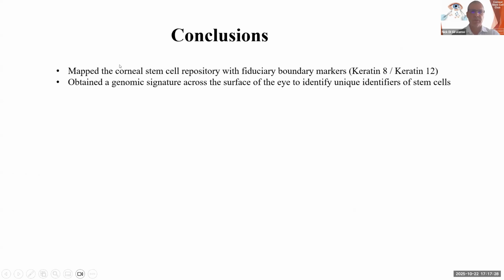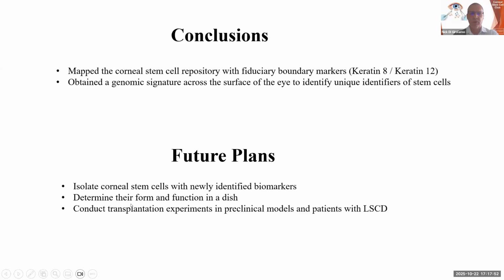So just to conclude this mini talk, I guess, we've mapped the corneal stem cell repository with decent markers to mark out the boundary of the limbus with keratin 8 and keratin 12. And we've obtained a genetic signature across the ocular surface to identify at least unique markers of stem cells. The goal now is to isolate corneal stem cells with these newly identified markers, determine their form and function in a dish, and hopefully conduct transplantation experiments in preclinical models and in patients with limbal stem cell deficiency.